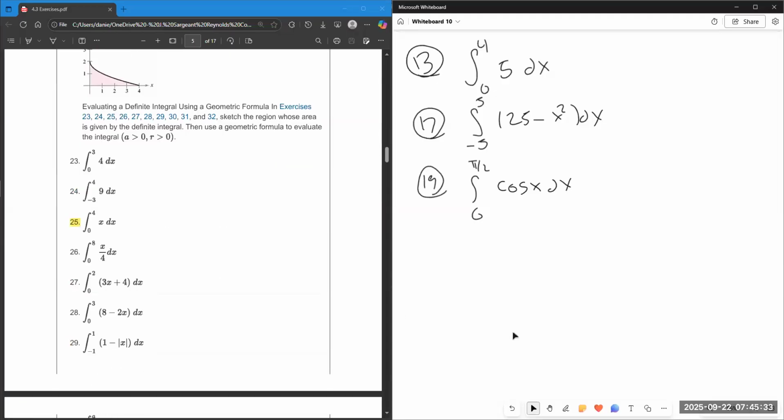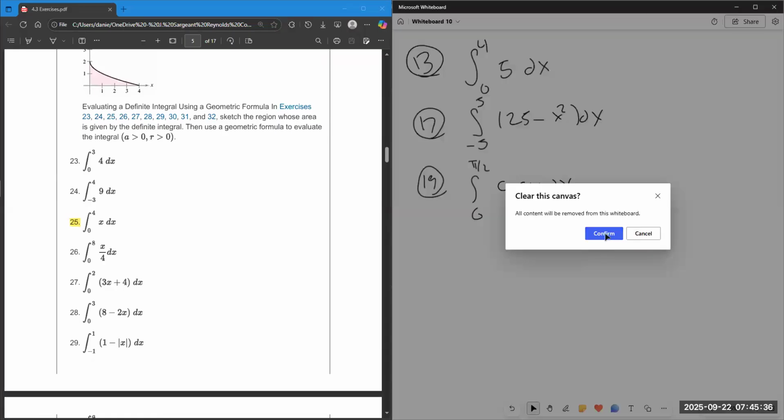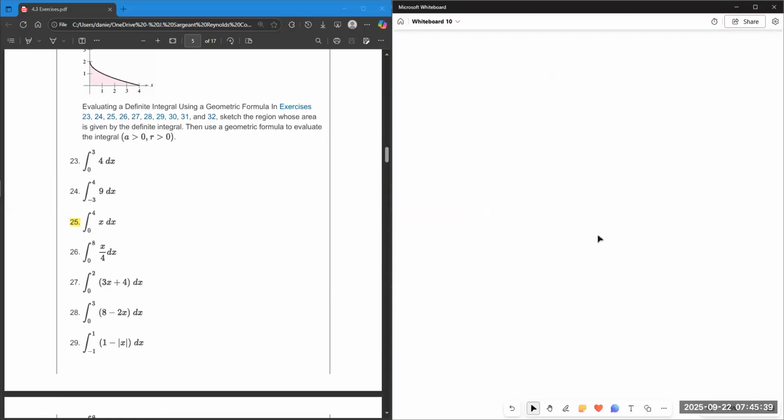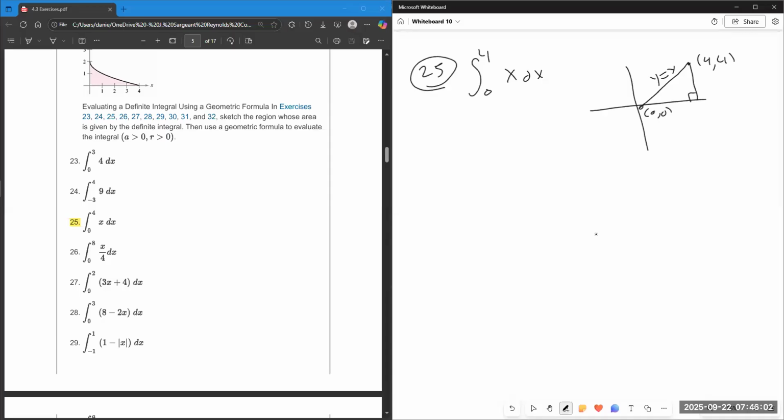Then we'll look at 25. We'll actually do a little bit of arithmetic. These are going to be functions that I can draw a picture for, and it gives me a geometric region. So the whole point of this is to not do the calculus, but to do the geometry to get the same answer. So here's y equals x. We're going from 0, 0 to 4, 4 on the graph. This is a 90-degree angle. I'm talking about the area of this right triangle here. So my area is 1/2 base times height, which is 1/2 times 4 times 4, which is 8.